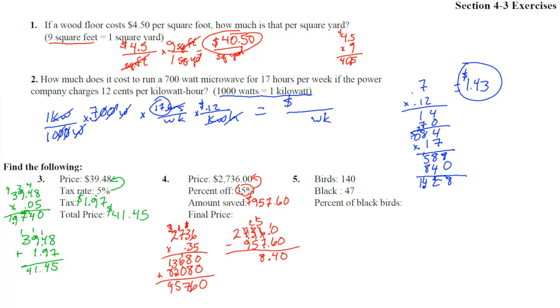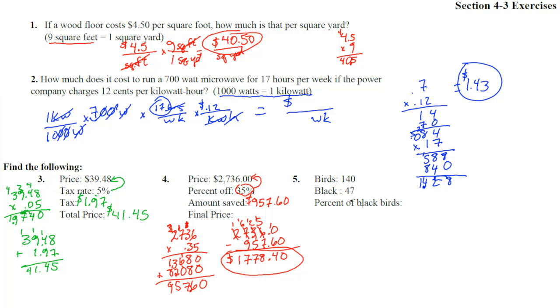2 minus 5, that's too small. Put it as a 12, borrow that. 12 minus 5 is 7. 6 minus 9, oh my goodness, a lot of borrowing. 16 minus 9 is 7. And 1 minus 0 is 1. So the final price is $1,778.40. Excellent. All right. Now we have 140 total birds, and 47 of those birds are black.